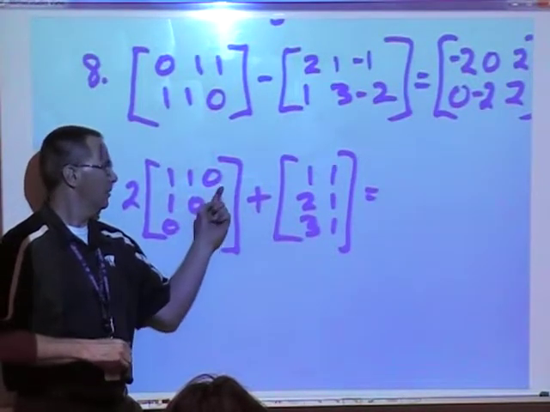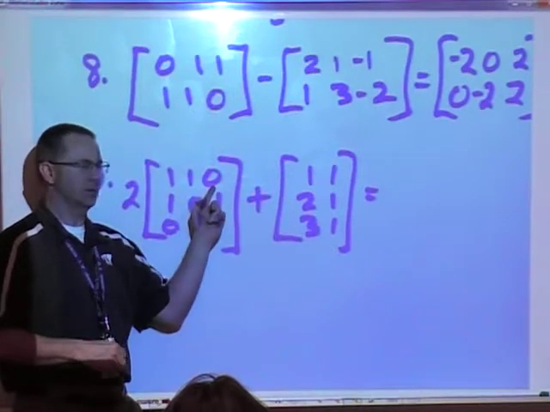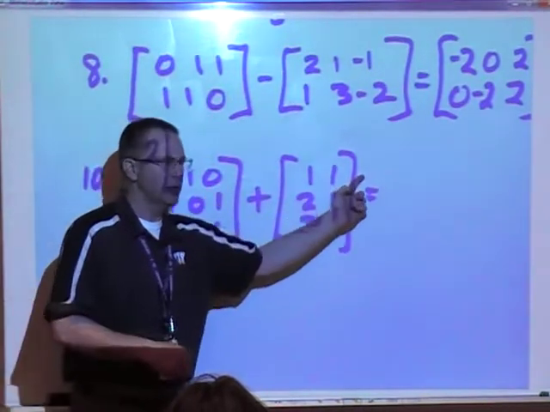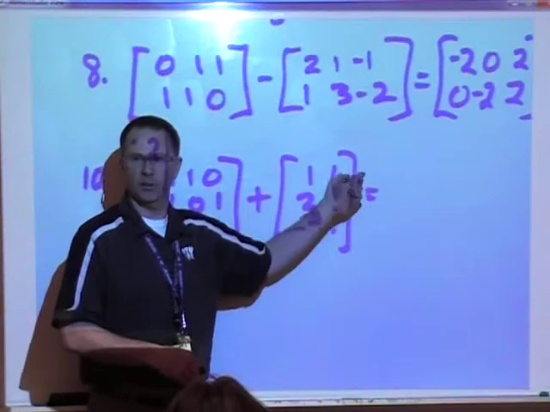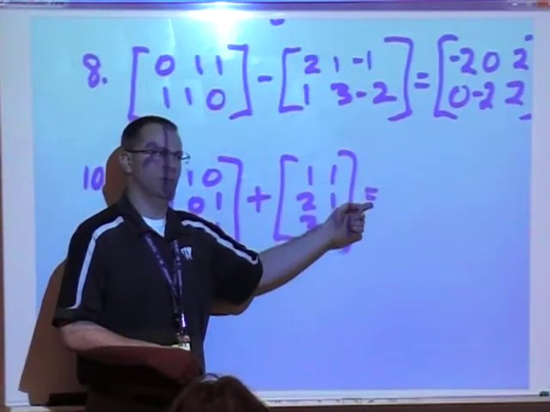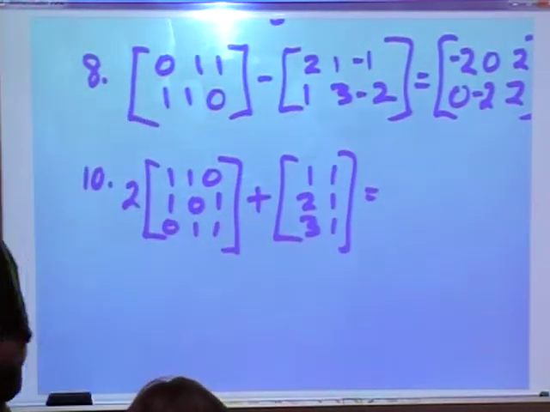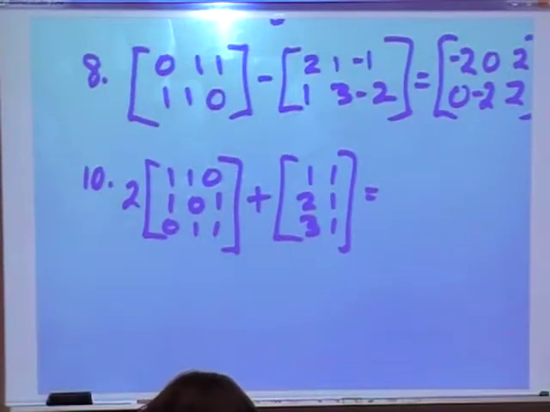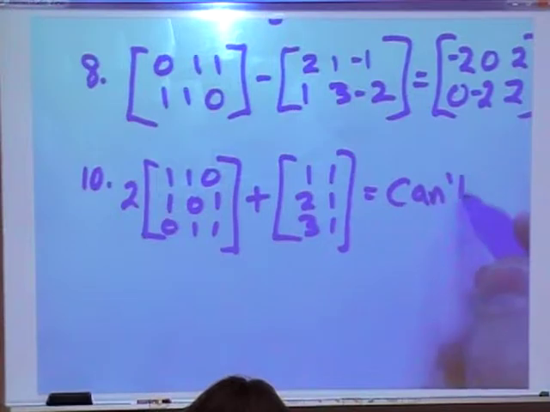Well, yeah. You're going to add this: 2 times 0 is 0, 0 plus. There's not a column here, is there? So this is something you cannot do. So when you add and subtract matrices, they have to have exactly the same size. So can't do.